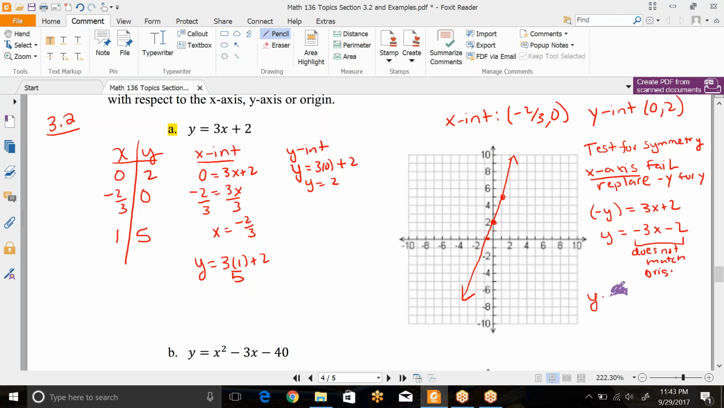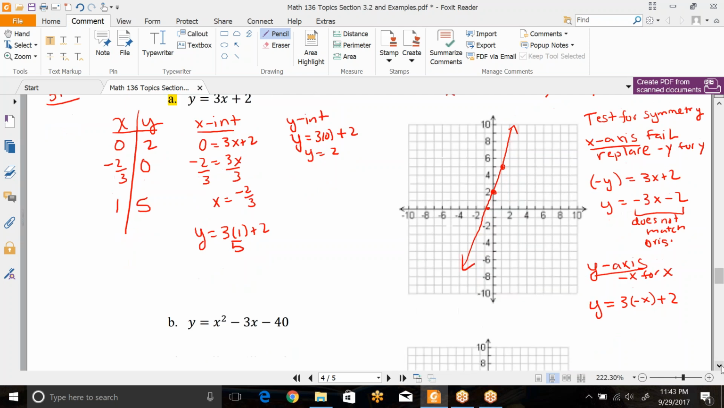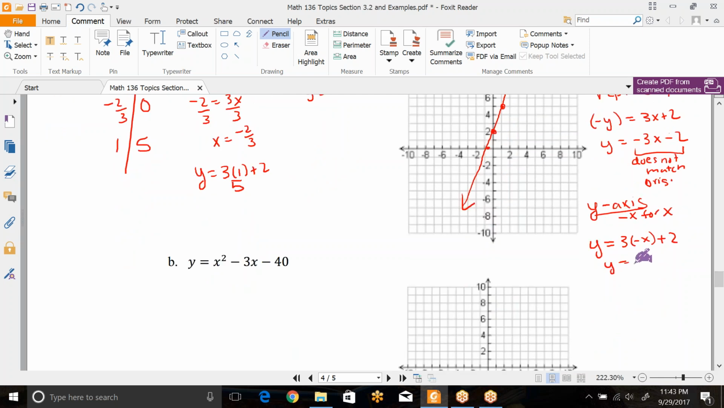Let's do the y-axis symmetry. For the y-axis symmetry, we plug in a negative for the x. So negative x for x. So to do this test, we plug in y equals 3 times negative x plus 2. You then work out that sign there. And this is also not the original. So it also fails that test.